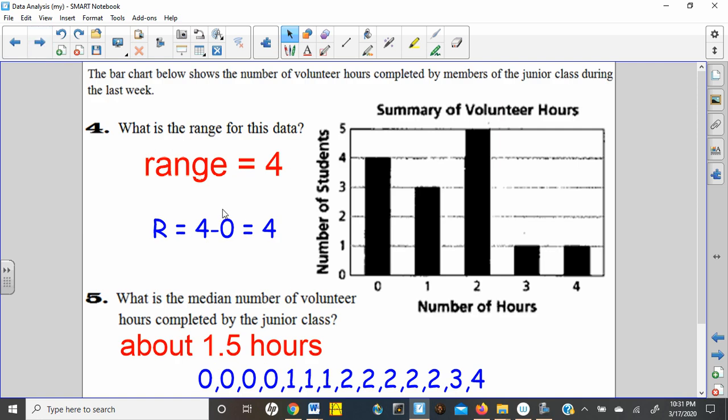Number 4 and 5 went with this particular histogram, right? Another name for a bar graph. The first one was just asking what the range was. Well, the lowest data point is 0. The highest data point is 4. And we know that 4 minus 0 is 4. The range is 4. That was exciting.